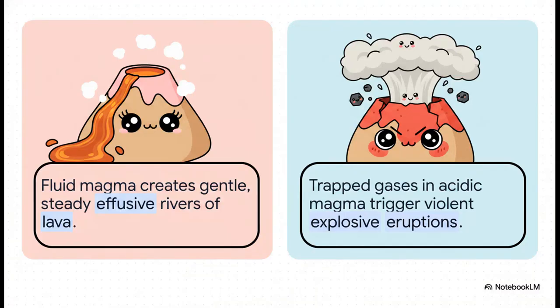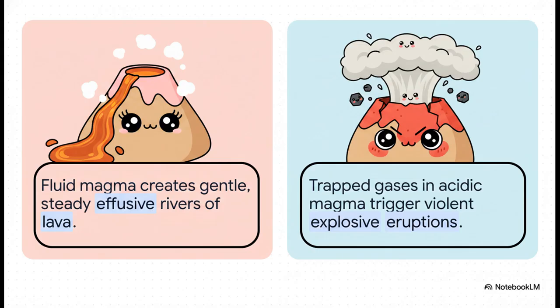Now, how that magma escapes the crater depends entirely on the chemistry we just discussed. If a volcano is fueled by that hot, fluid basic magma, the gases can easily bubble out and escape. This results in an effusive eruption, gentle, steady, flowing rivers of lava. But if a volcano is fueled by that thick, sticky, acidic magma, gases get trapped inside it like a shaken soda bottle. The pressure builds and builds until it triggers a massive, violent, explosive eruption, blasting ash and rock miles into the sky.